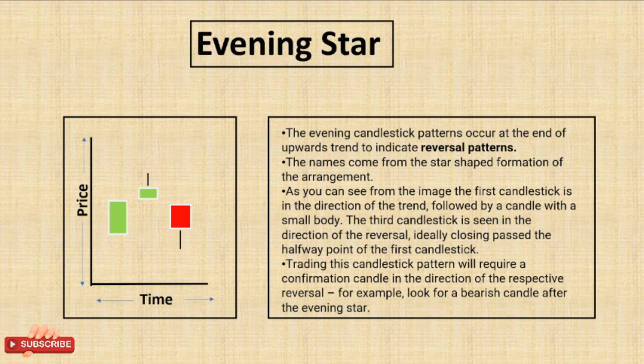As you can see from the image, the first candle is in the direction of the trend, followed by a candle with a small body. The third candle is seen in the direction of the reversal, that is the red candle, ideally closing past the half point of the first candle. The first candle, as you can see, has a full body. Trading this candlestick pattern will require confirmation. As I have already told you, you have to wait for the confirmation. Patience is the key. Look for a candlestick in the direction of the reversal, for example a bearish candle.